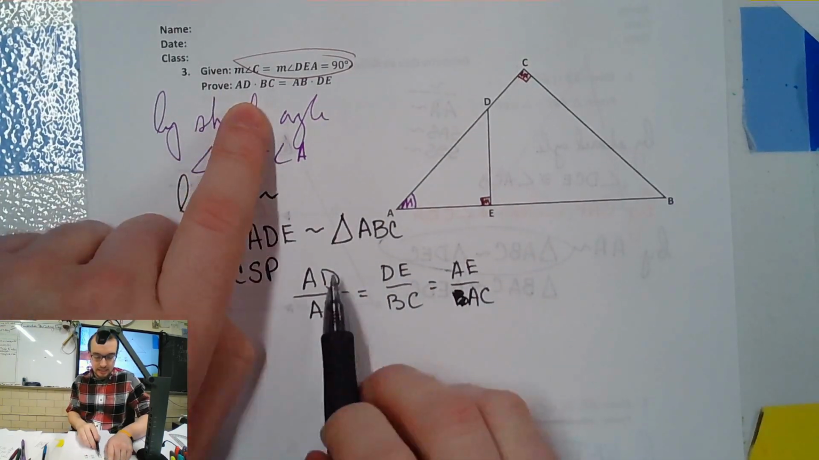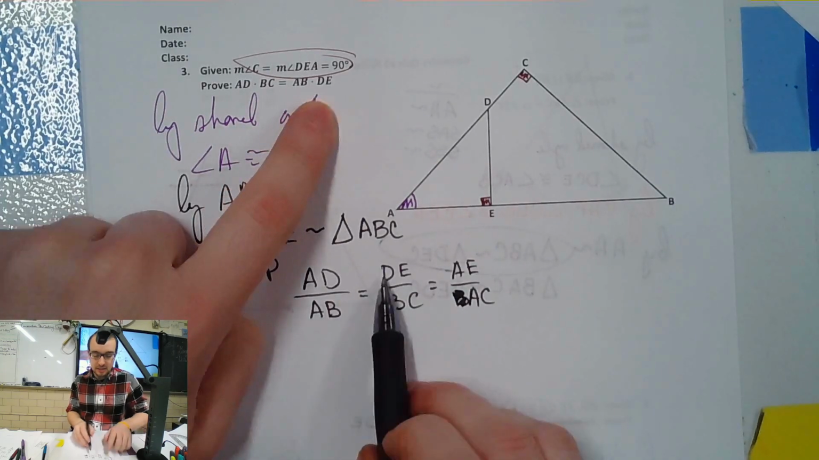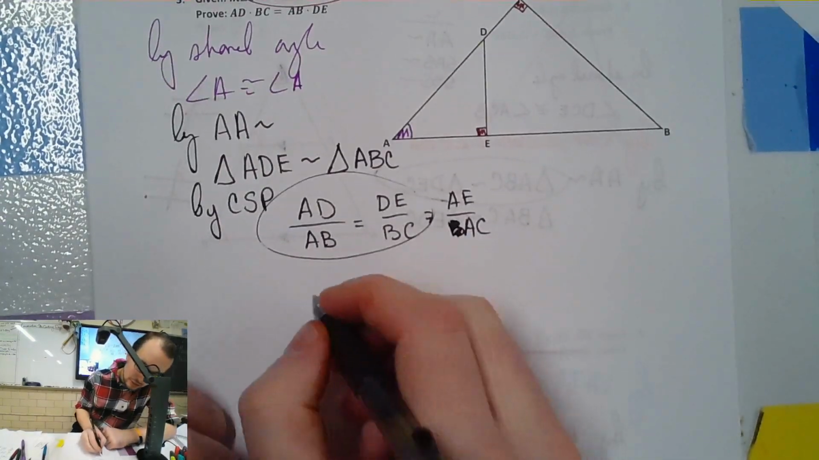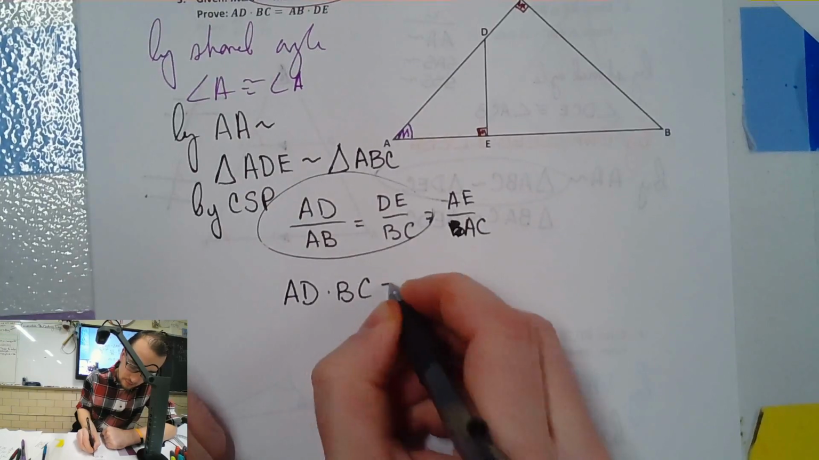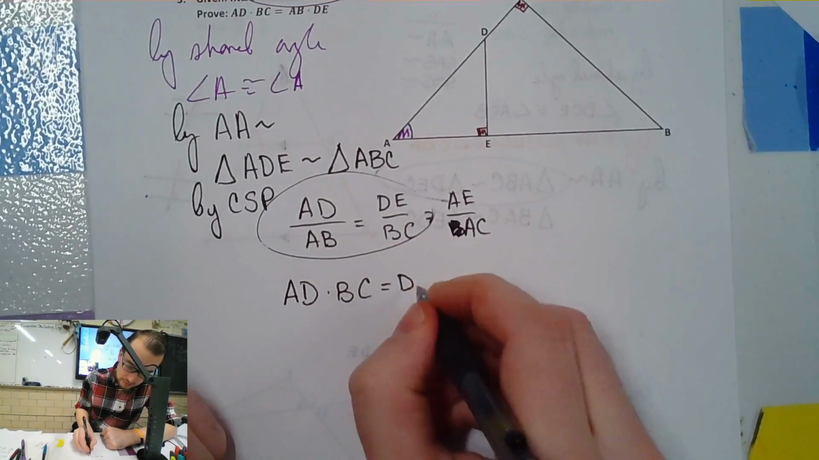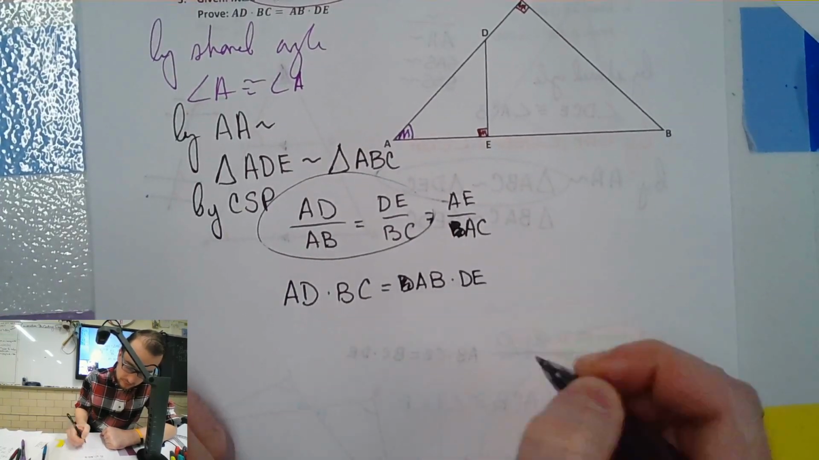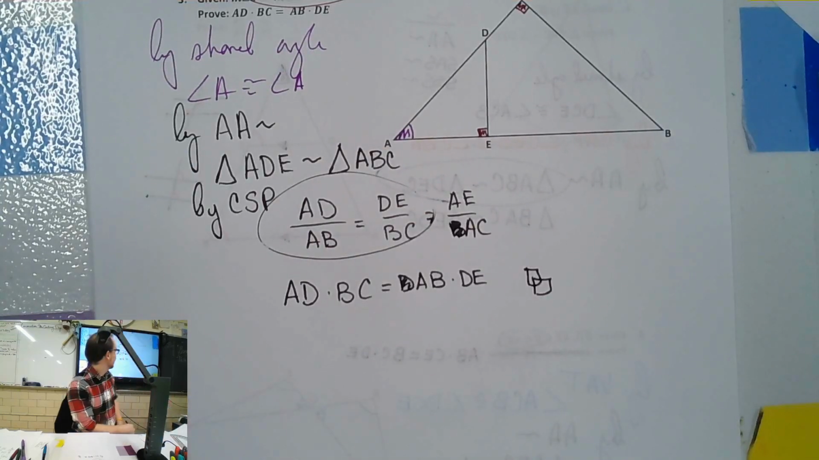Now we want AD and BC and AB and DE. So once again, this is what we want. I won't rewrite it. I'll just do this. I'm going to move over BC by multiplication. And I'm going to move over AB by multiplication. And when I write it, I'm going to write AB first, because that's what they had up top. And we're done. How do you like them apples?